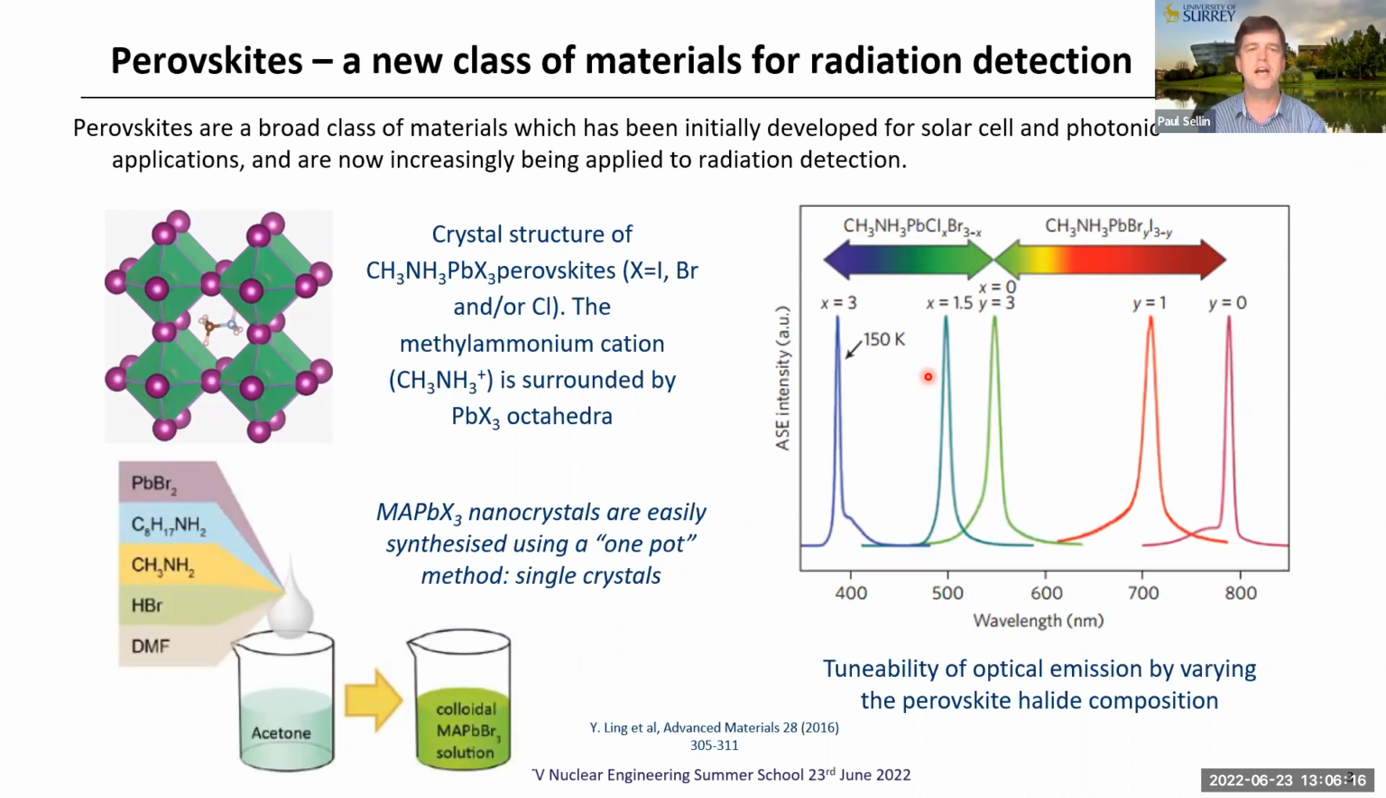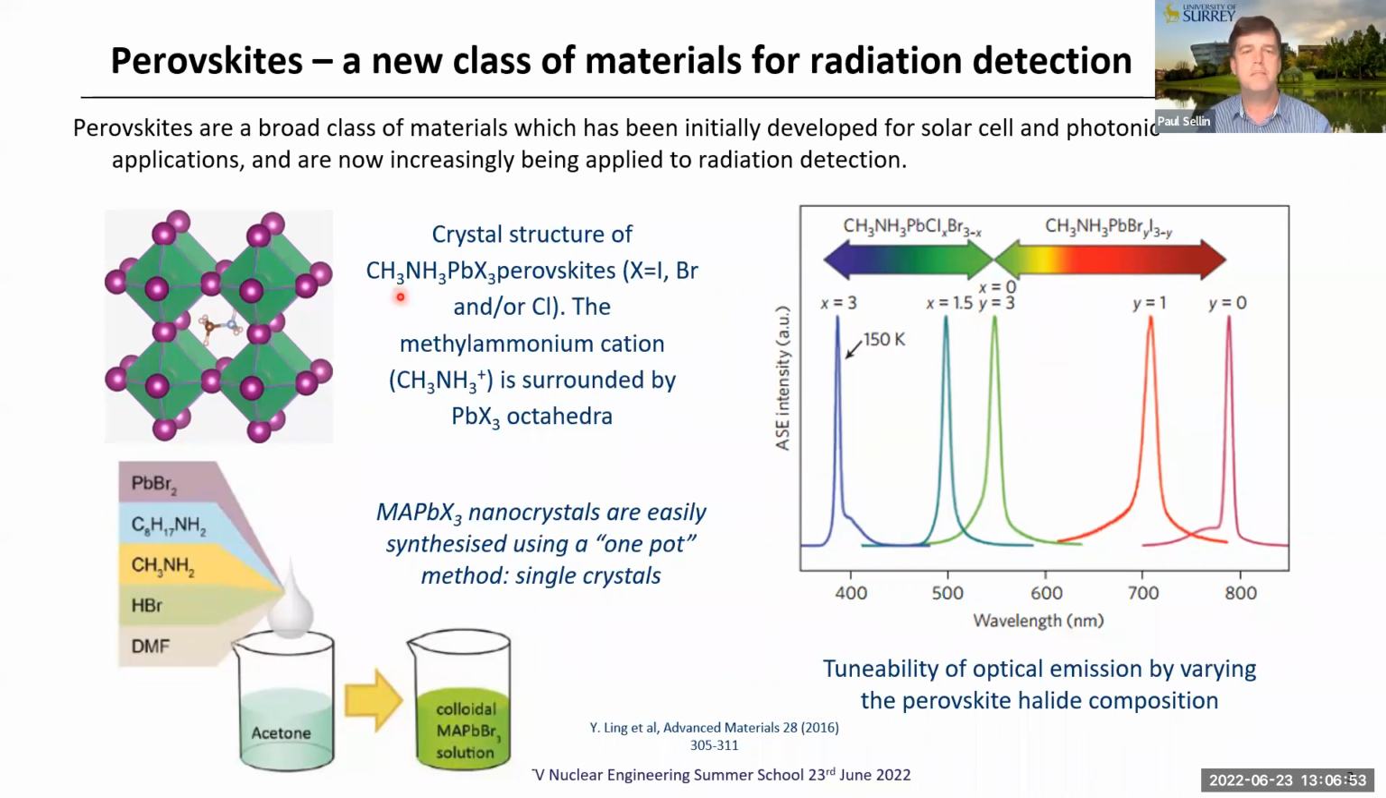So I've said already about the fact that they contain an unusual organic molecule. So you can see from this slide that perovskites cover a wide range of materials and applications. And they've come up through the solar cell and photonic community. So 10 years ago, perovskite materials were first introduced. They were of great interest for photovoltaics, for solar cells. And they've now increasingly crossed over into radiation detection.